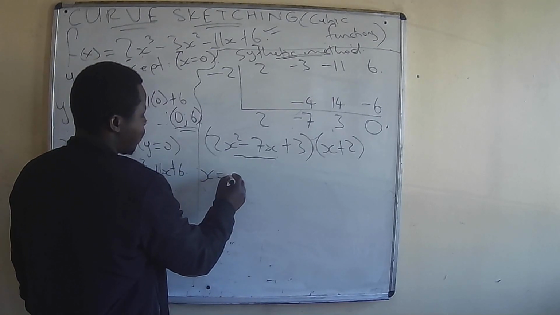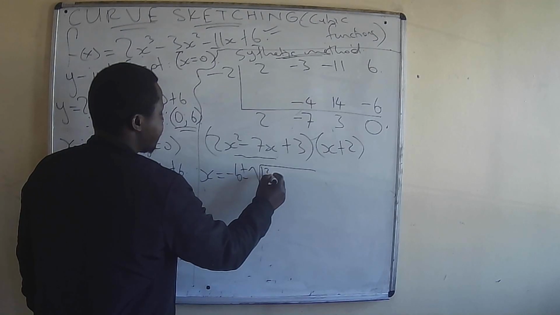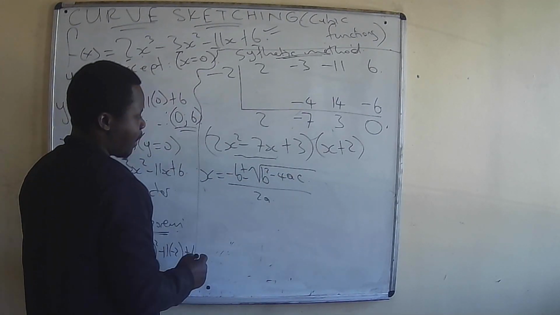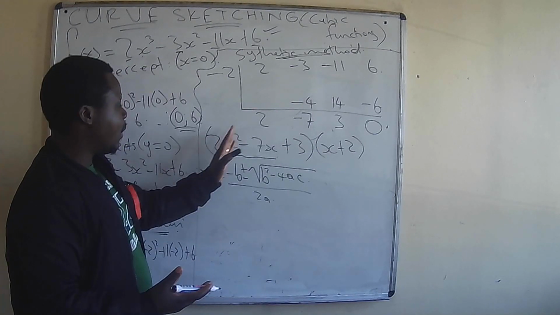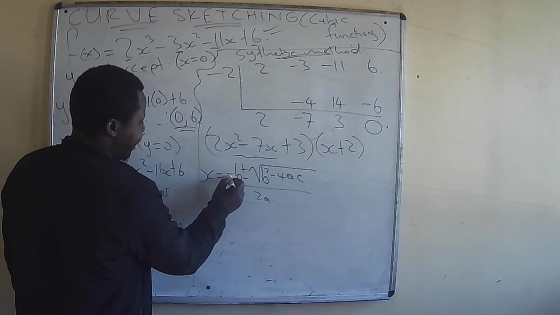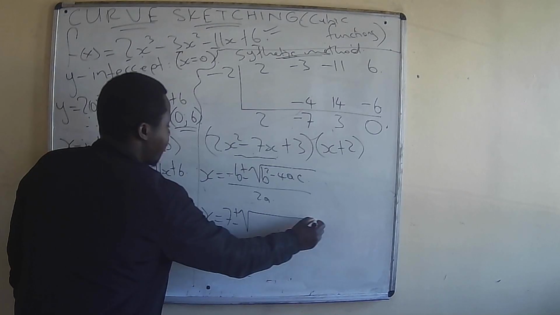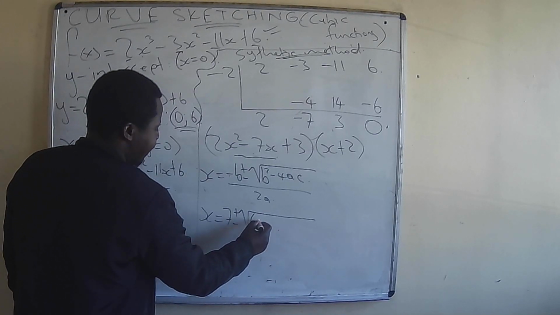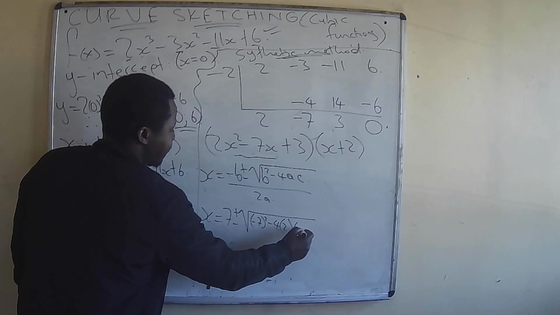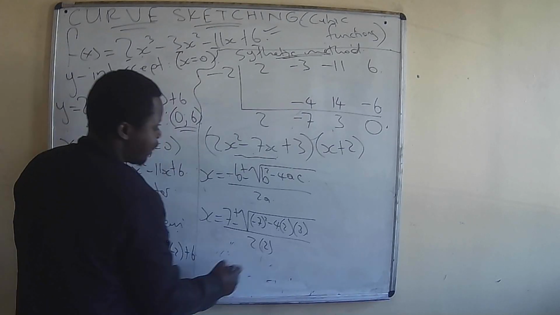So x is equal to negative b plus or minus the square root of b squared minus 4ac, everything over 2a. Now let us substitute our a, our b, our c. We substitute x is equal to negative of negative 7. We get positive 7 plus or minus the square root of negative 7 squared minus 4ac, which is 3. Everything divided by 2 bracket 2, which is 2a.